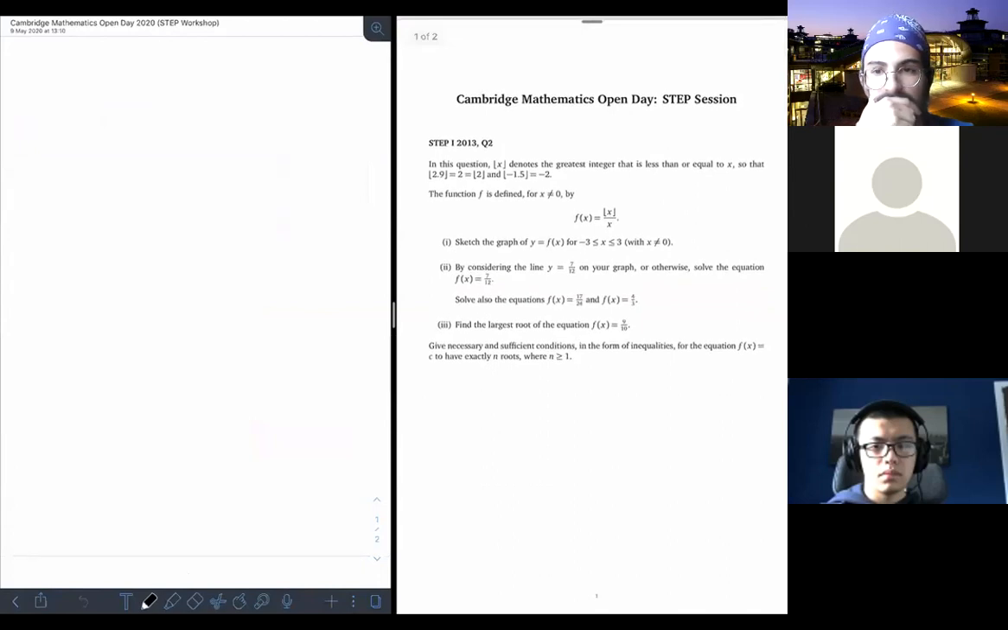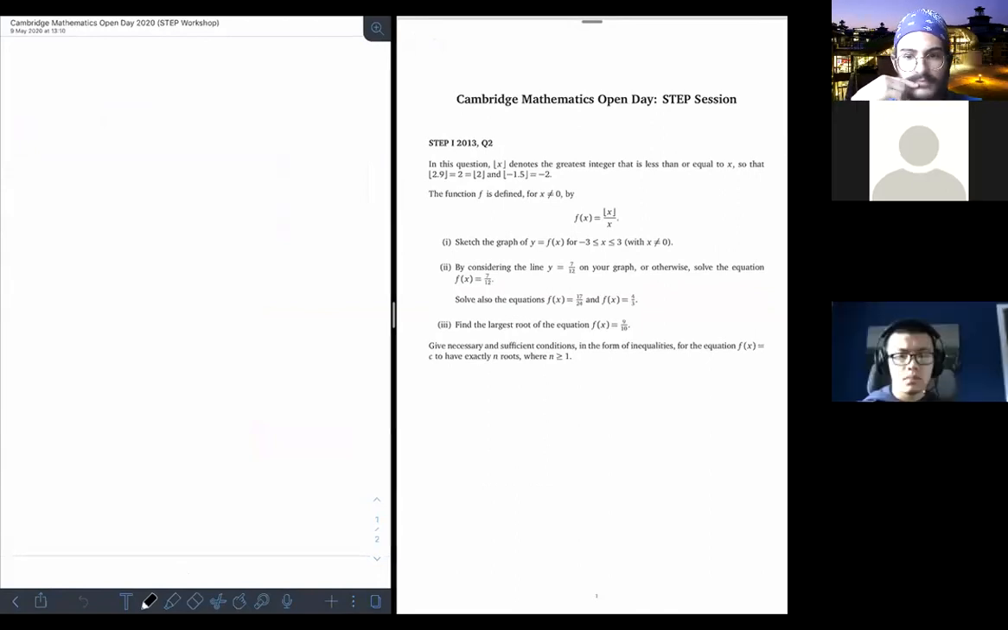I should start screen sharing in 3, 2, 1. Cool. Now you should be able to see my screen. This is the STEP question which you all got sent. The reason we've chosen this question is because in theory it should only require GCSE level mathematics, if you're familiar with the qualification level, and just applying that knowledge to a more difficult question and concept.